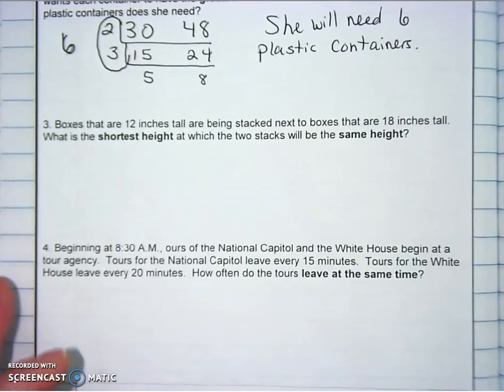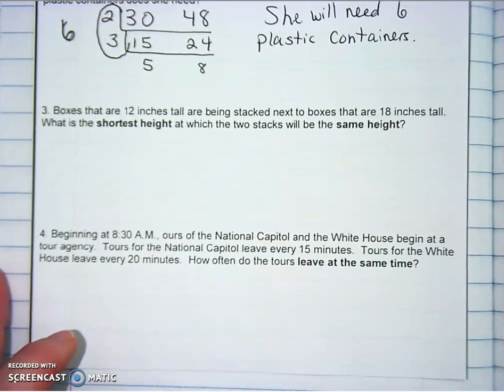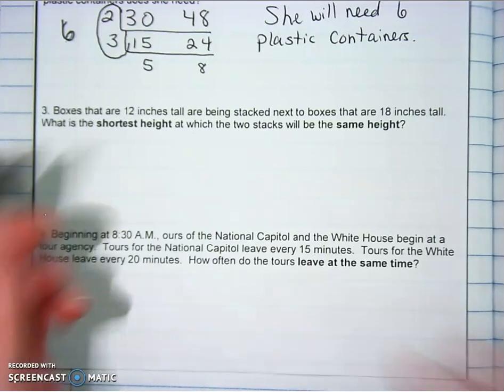All right, number 3. Boxes that are 12 inches tall are being stacked next to boxes that are 18 inches tall. What is the shortest height at which the 2 stacks will be the same height? So we're going to have to add extra boxes. It looks like we're going to be putting several boxes together. So we're looking for the least common multiple, because we're not breaking a big number down into smaller parts. We're adding to it. We're multiplying. So we're going to be doing LCM.